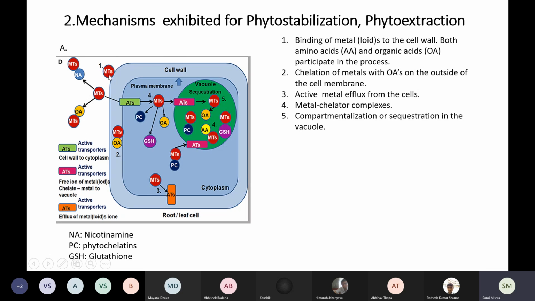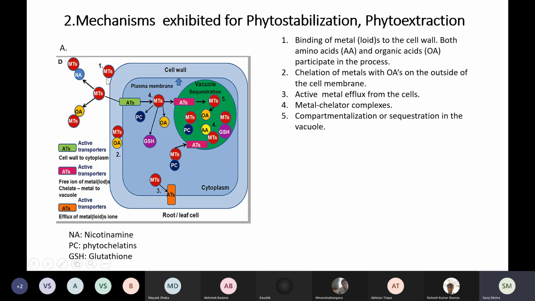So it will just simply bind to the cell wall, as a result of which all the metal which you have now in the soil can be absorbed on the surface of the root tissue. And that is something we call phytostabilization, because now these metals are going to be no longer available in the soil for them to move from one part to another, and they are simply immobilized on the surface of the root tissue.